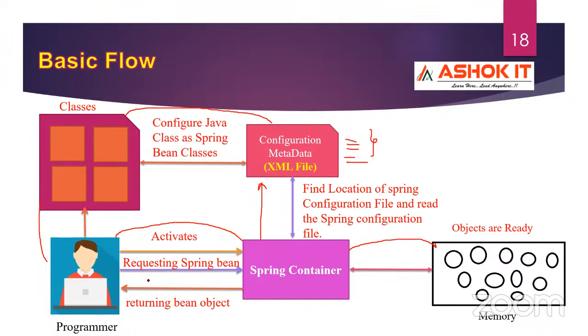As a programmer, he can request a particular Spring Bean class from the Spring container by using some sort of methods that I am going to talk about later. If the requested object is present in memory, then it will return the object back to the programmer, so that the programmer can call the service methods of that particular Spring Bean class. Hope you guys understand the basic flow of the Spring application here.